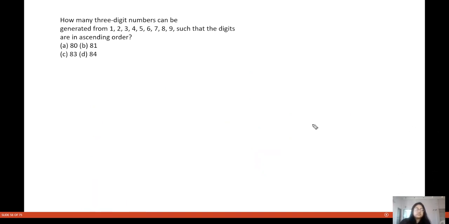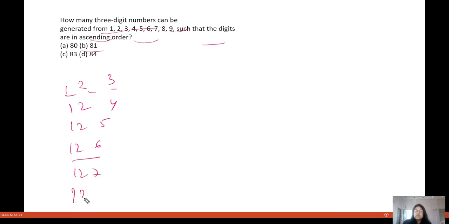Guys, look at this question, what this question is saying. How many three-digit numbers can be generated from 1, 2, 3, 4, 5, 6, 7, 8, 9 such that the digits are always in ascending order? So we have to always keep the digits in ascending order. We have to make a three-digit number. So how can we make it? Like 1, 2 and 3, then 1, 2 and 4, then 1, 2 and 5, then 1, 2 and 6, 1, 2 and 7, 1, 2 and 8, 1, 2 and 9. So this way they are asking.